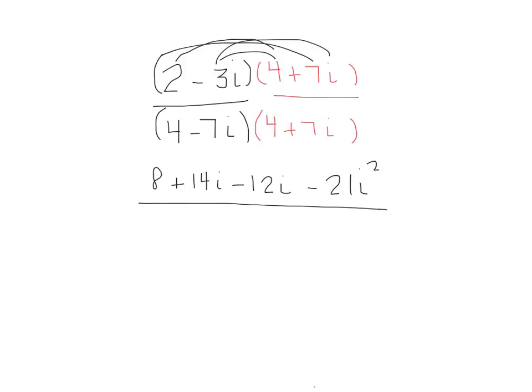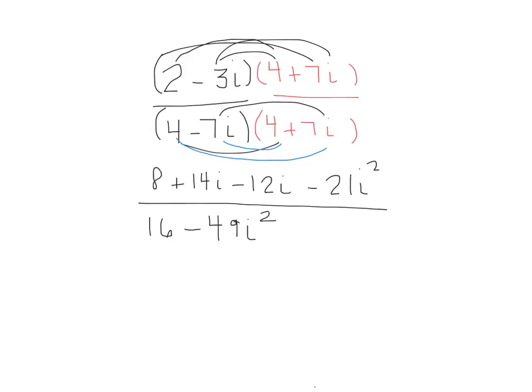In the denominator, first times first will give us 16. What happens is, when they're conjugates, like with radicals, the outside product, in this case 28i, and the inside product, in this case negative 28i, will always cancel one another out. So we just have to do the first times first and the last times last when they're conjugates. So last times last will be negative 7i times positive 7i, which gives us negative 49i squared.